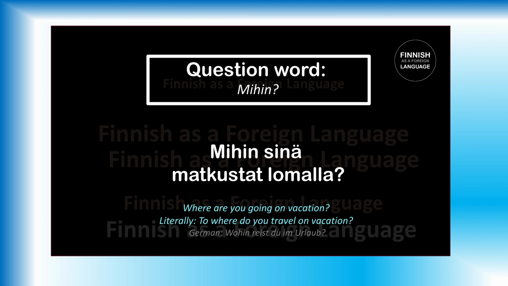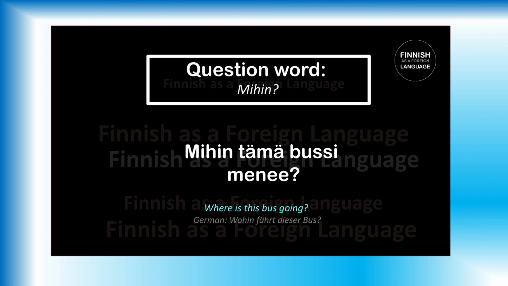Let's take another example. Mihin tämä bussi menee? Means where does this bus go? Mihin means to where. Tämä means this. Bussi, bus. And menee means goes. It's the third person singular present tense of the verb mennä, which means to go. So let's repeat again. Mihin tämä bussi menee? Where does this bus go?